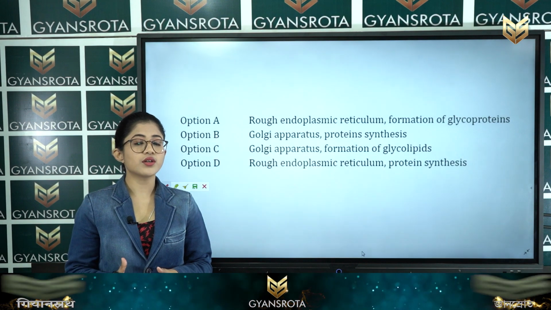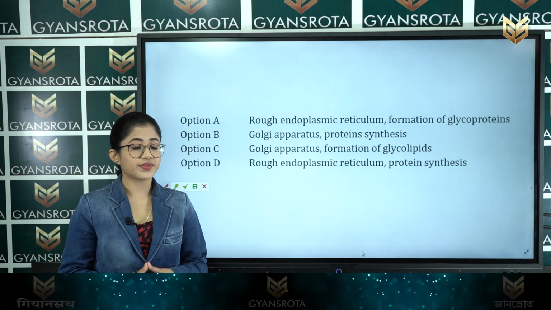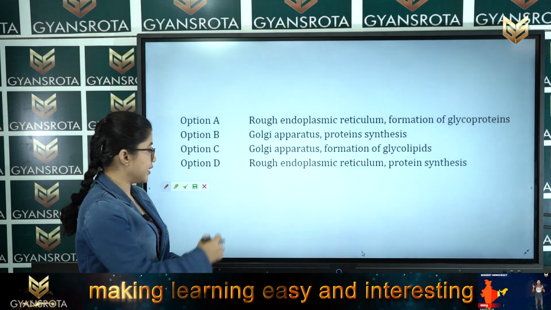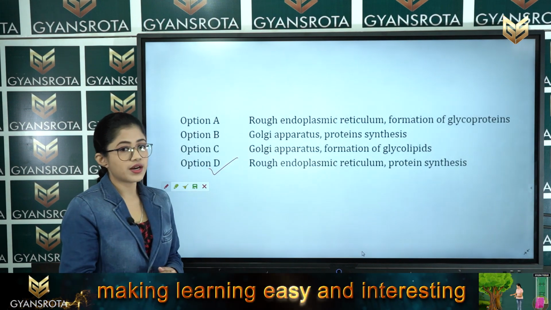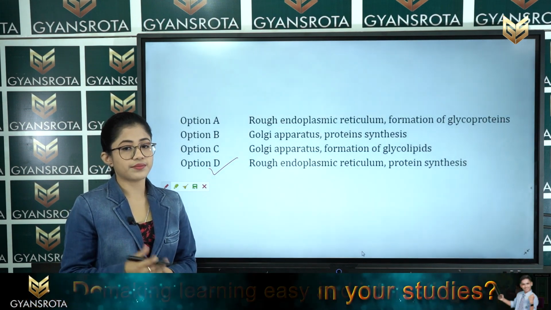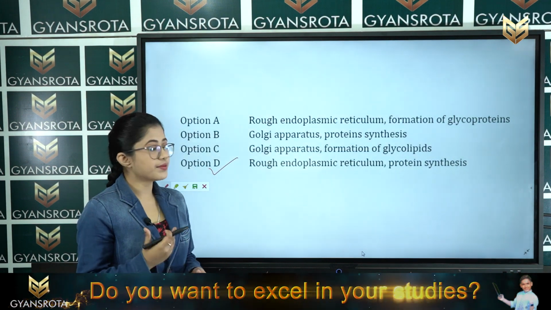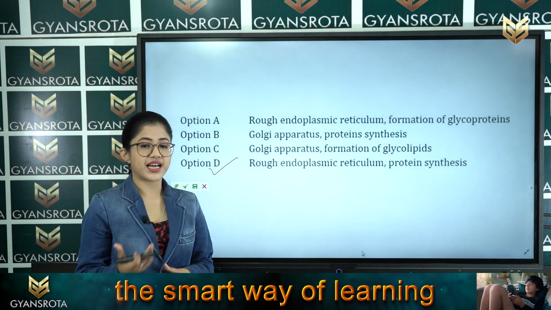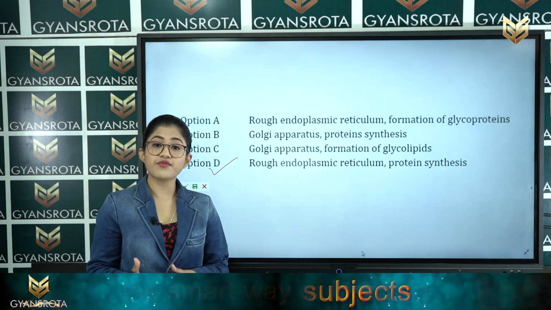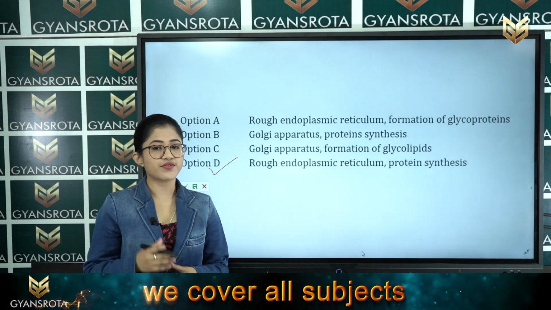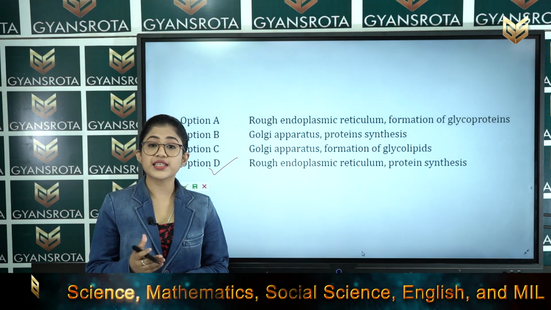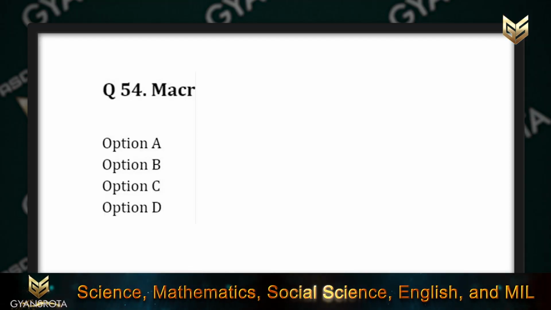So from that figure, what is the correct answer? The correct answer is option number D. The figure was of rough endoplasmic reticulum, that means they have ribosomes on their surface and it helps in protein synthesis. So that is the correct answer and it has come from the chapter Cell, the Unit of Life. Now let's move on to the next question, that is question number 54.